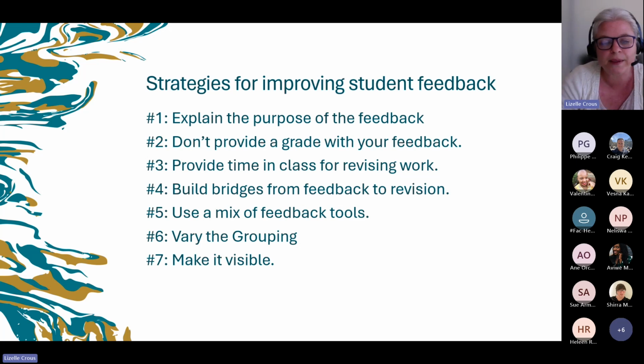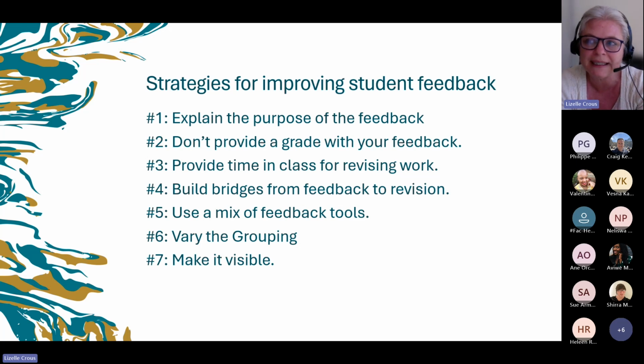And then the last one is make it visible. Now, I was struggling with this one around how to make feedback visible. And maybe some of you have been using this, but it's making the abstract idea of having it in your head or just thinking about it. They can take concrete steps.